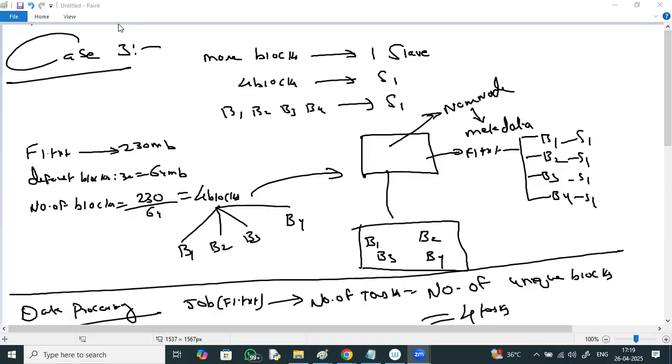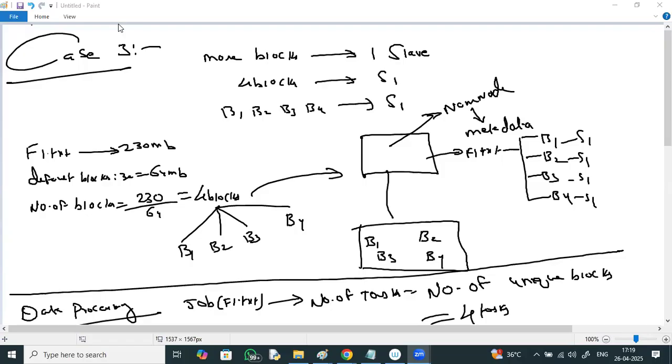And we are only going to specify the block size. All this we are not going to take care of. If we just give the block size, automatically it will divide into blocks and store across multiple systems. And whenever you trigger it, your task is going to be executed.